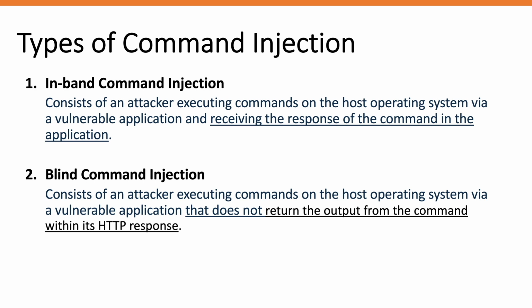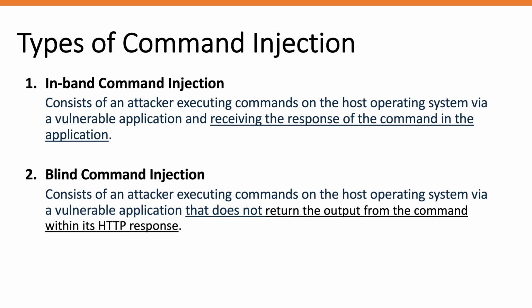So if we take in-band command injection, it consists of an attacker executing commands on the host operating system through a vulnerable application and receiving the response of the command in the application. So the response of the command that you run is reflected back to you in the application. And we saw that in the previous example when the user entered the IP address in the parameter, the response of the ping command was reflected back to the user in the application.